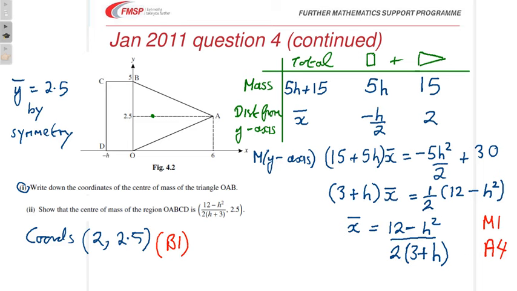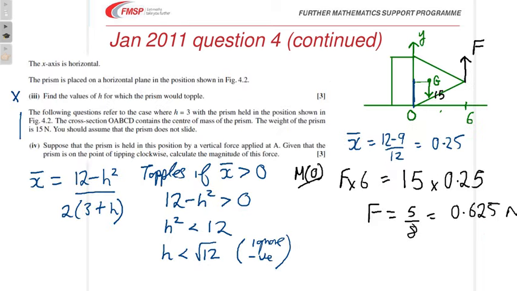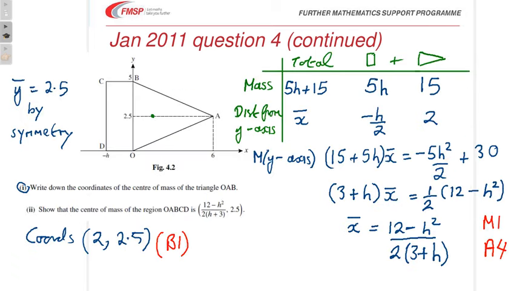Going on. I think I missed one question out. There was one more mark. Let's go back. There was a mark for saying that the y was 2.5. Yeah, there was a mark there. Yeah, that's right now. And then going on.